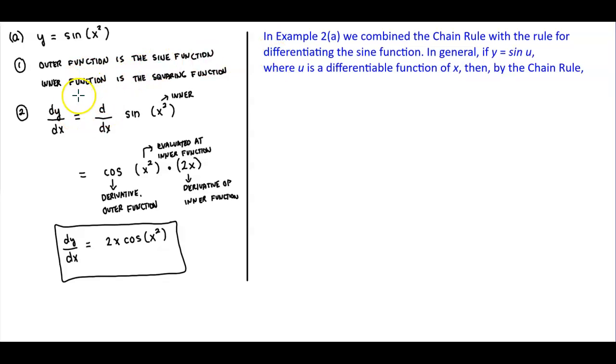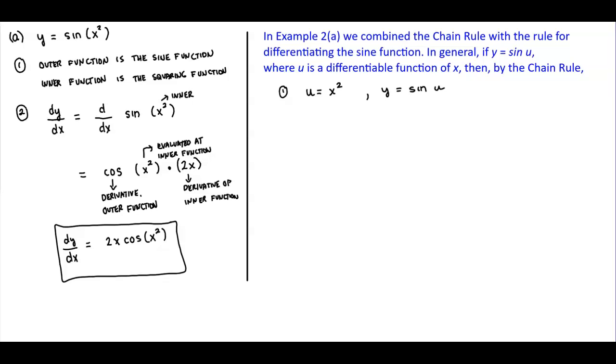Okay, in example 2a on the left, we combine the chain rule with the rule differentiating the sine function. In general, if y is equal to the sine of u, where u is a differentiable function of x, then we can use the chain rule. So let's go ahead and talk about how we would do it this way. Let u equal x squared, and y is going to equal the sine of u.